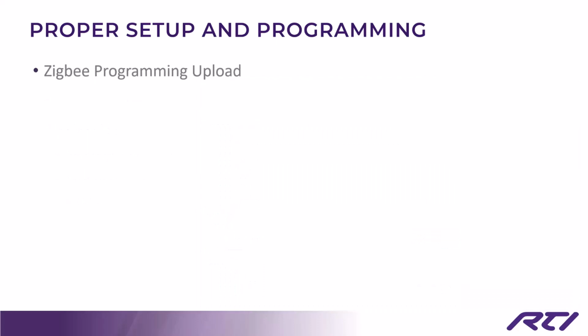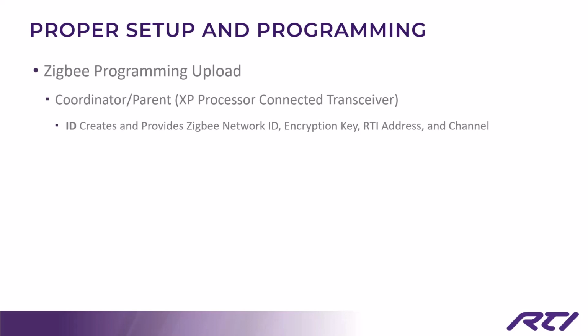All right, so now that we've gotten the program all set up and we're getting ready to load it, in order for the Zigbee transceiver connected to the processor to load, Integration Designer itself is going to create and provide the network ID, the encryption key, the RTI address from 0 to 255, determine the Zigbee router type, and select the channel to base all the traffic load on. Integration Designer will do this. You don't have to go in and do any of this stuff. The coordinator parent will get this once the program is uploaded to that processor, and you'll be in good shape.